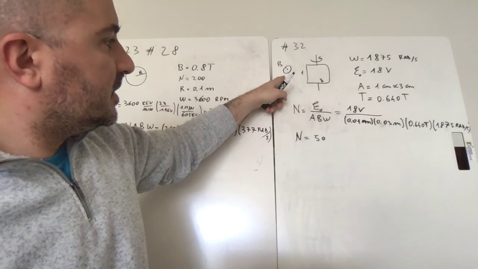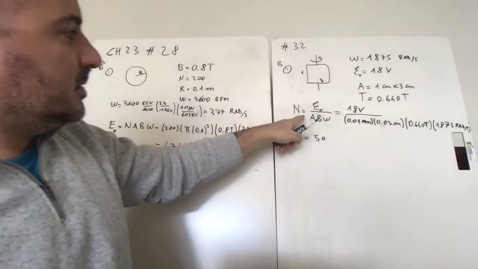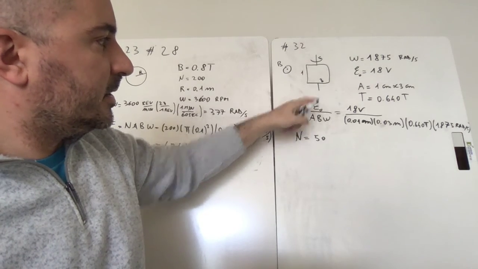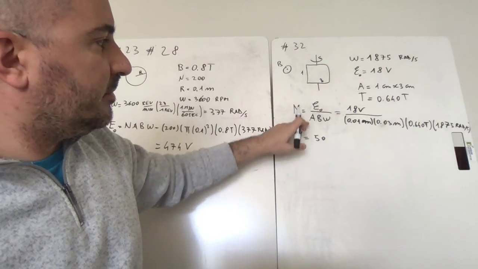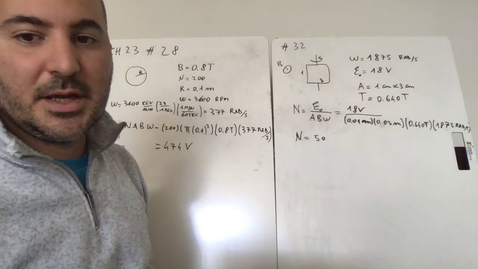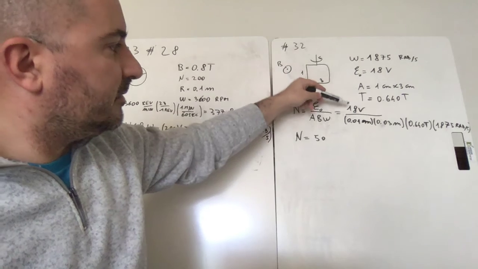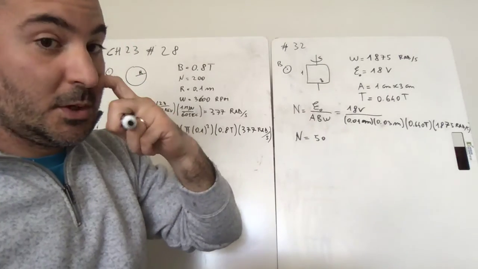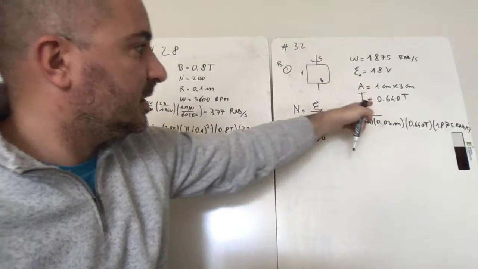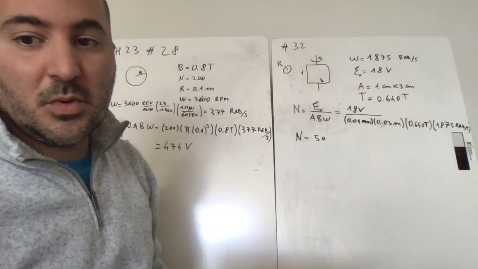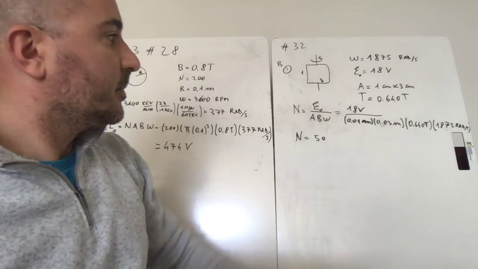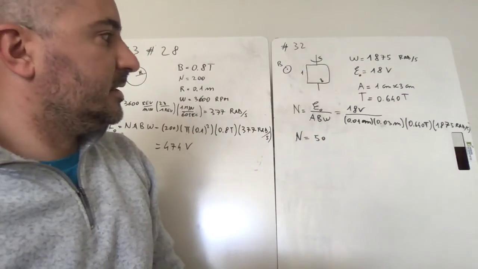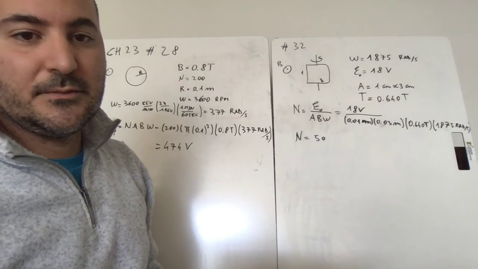So we can invert that formula that we wrote over here in order to find N. So the number of turns corresponds to the peak voltage divided by the area, the magnetic field, and omega. So we plug in all these numbers, 18 volts. The area is 0.01 meters times 0.03 meters. Again, I'm converting everything from centimeters to meters because those are the units that work together with Tesla and seconds. 0.64 Tesla, 1875 radians per second, and you get a number of turns equal to 50.